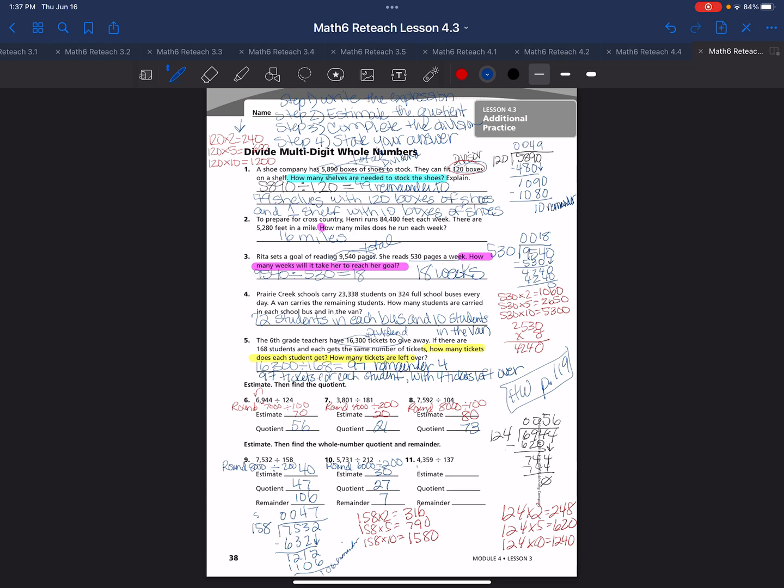Question 11, when we round, we get 4,000 divided by 100. So then our estimate is 40. When we do the long division, we get 31 as our quotient and a remainder of 112. That is our lesson for Module 4, Lesson 3, Grade 6.